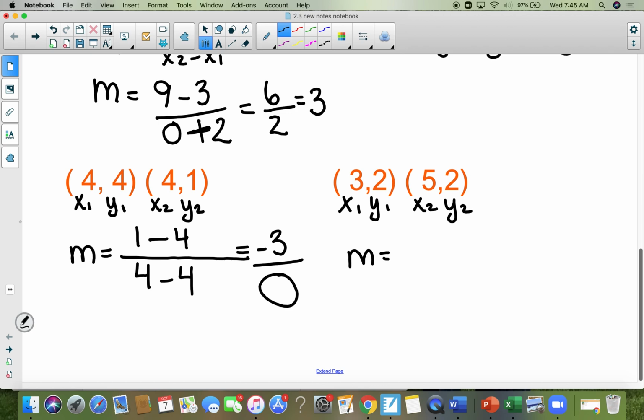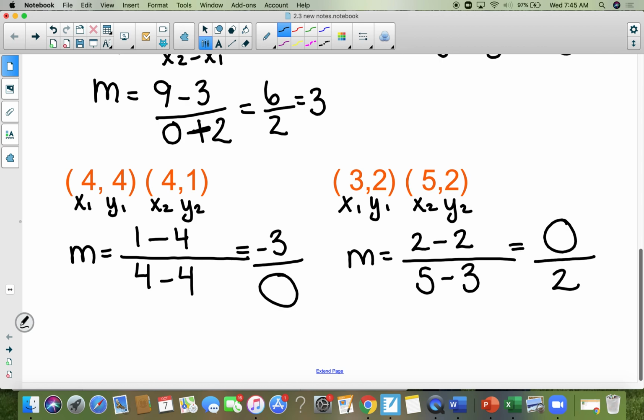Let's do the same thing with this one. The second y is 2. The first y is 2. The second x is 5. And the first x is 3. 2 take away 2 is 0. 5 take away 3 is 2.